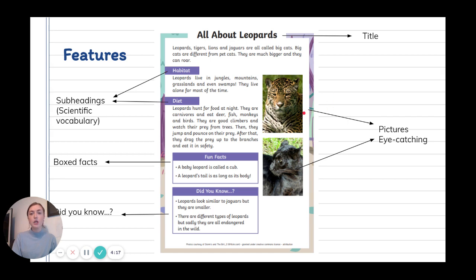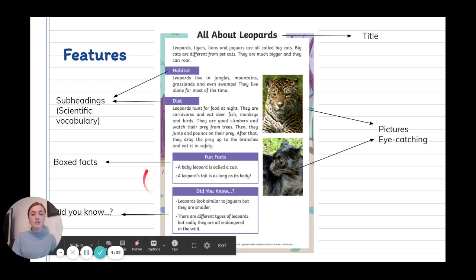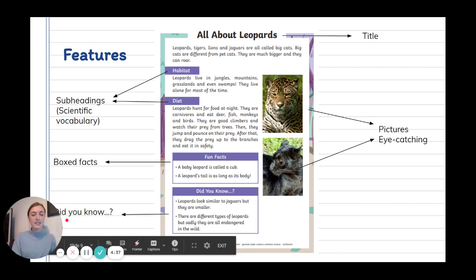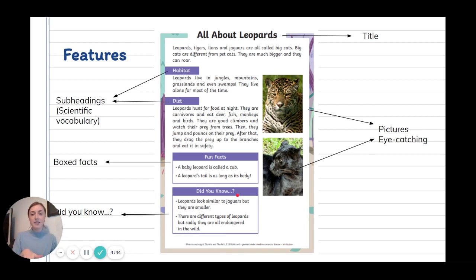Fact files also need to include pictures. This helps to make the fact file more eye-catching and more interesting. We want people to see our fact file and go, wow, I would love to read that. Fact files contain boxed facts. So boxed up facts in nice, small, easy chunks for us to read. And quite a lot of the time they contain a section called Did You Know? They will write Did You Know as a subheading in a fact box and then tell us some fun facts that we might not have known about leopards or whatever it is the fact file is about. So they are the main features of a fact file.